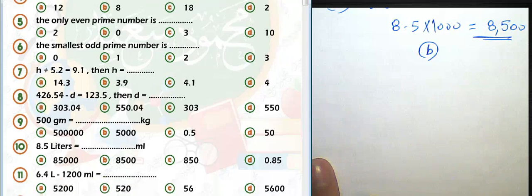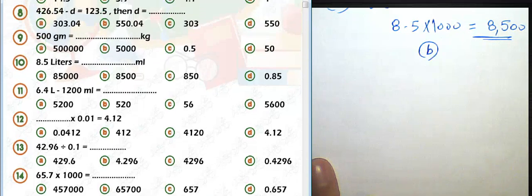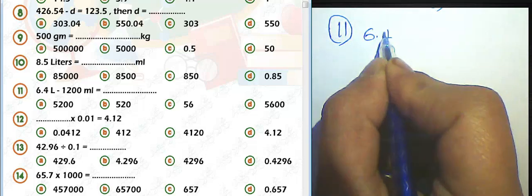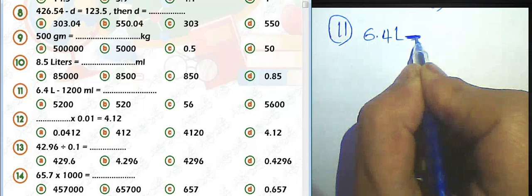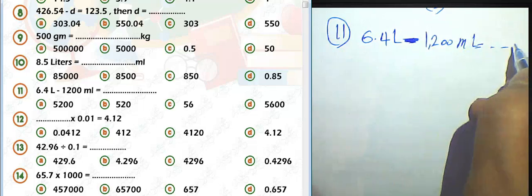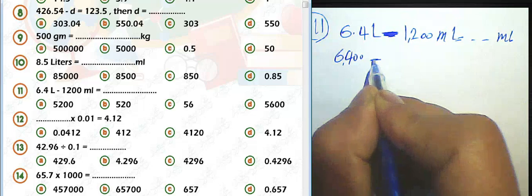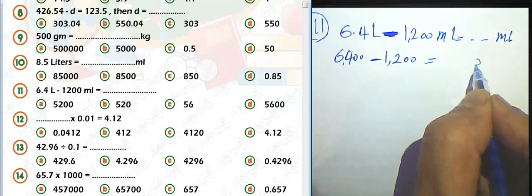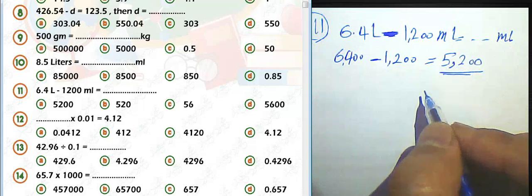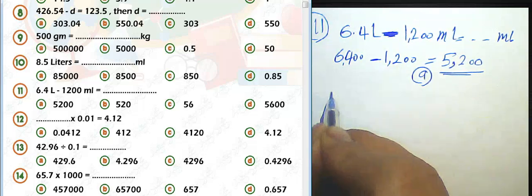Question 11. Look here. 6.4 liter subtract 1200 milliliter equals space milliliter. In this example, we must convert from liter to milliliter, multiply by 1000. The result will be 6400 subtract 1200. We can write double zero here. 4 minus 2 equals 2, and 6 minus 1 equals 5. The result will be 5200 milliliter. For question 11, we must choose letter A.